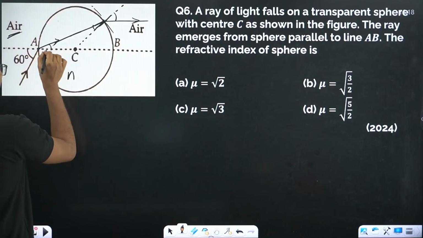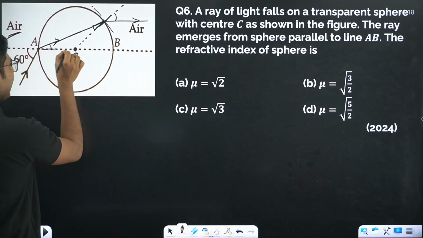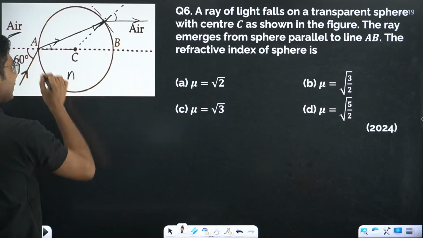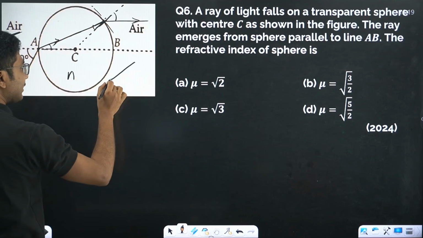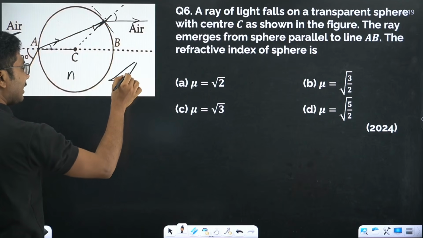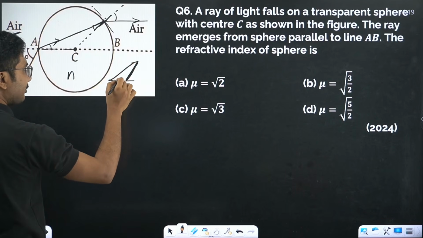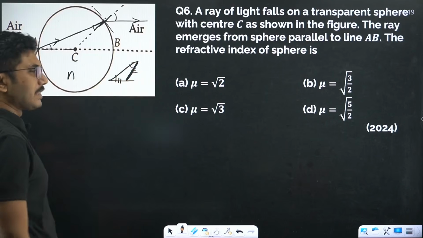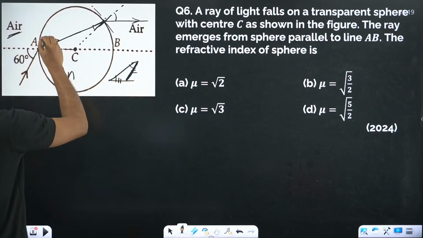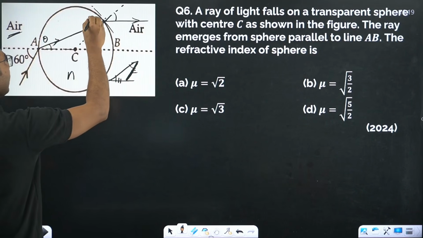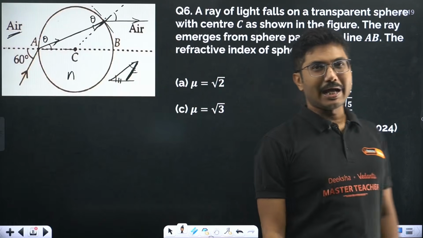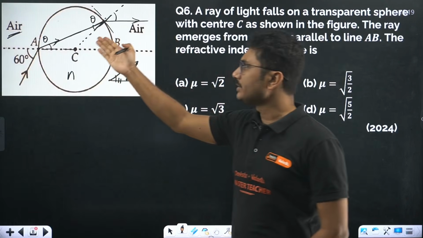If you observe, this is a radius, this is also a radius. That means this triangle, if you take the inside triangle, is an isosceles triangle. Isosceles triangle means this side is equal to this side. That means this angle must be equal to this angle. So if this angle is theta, then this angle will also be theta, because this is an isosceles triangle. Isosceles triangle means both sides are the same.